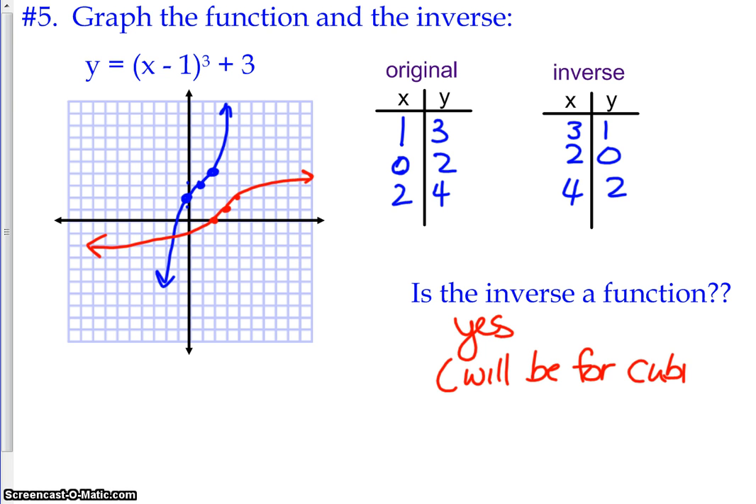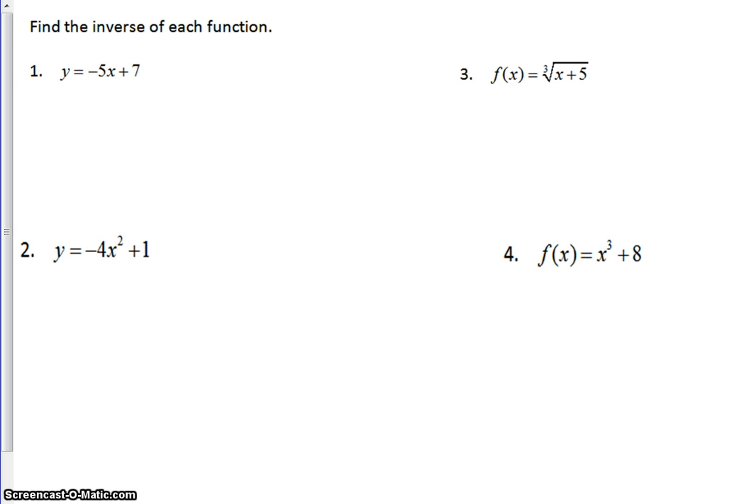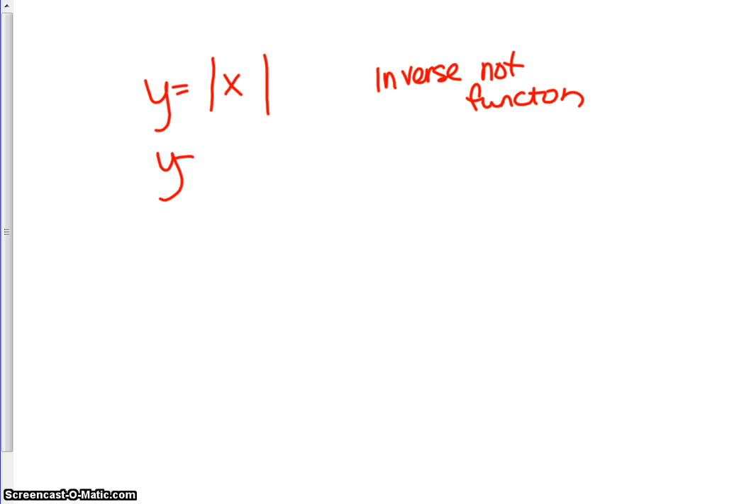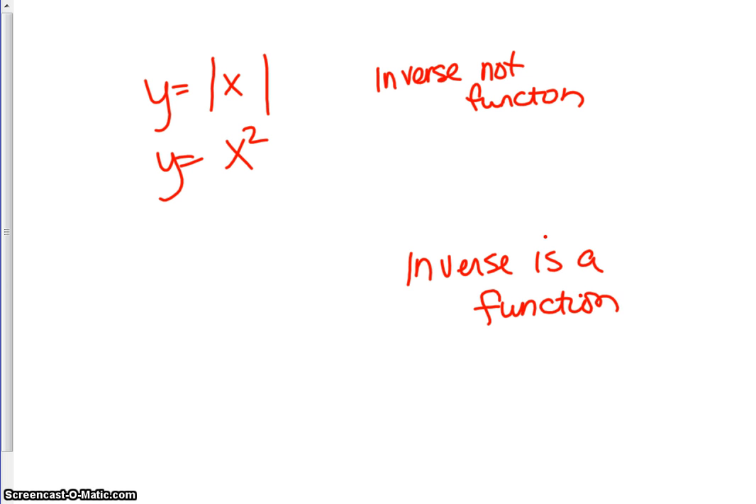All right, and maybe we're going to write that down real quick here. Let's write down, looking at parent functions. Absolute values, inverse is not a function. Also, that's the case for parabolas. Inverse is not a function. Let's list those. Linear, the inverse is a function. We found out over and over again that's the case for cubic. That's the case for square roots.